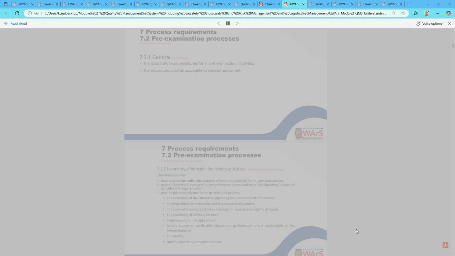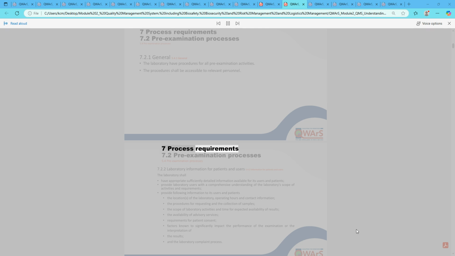7 Process Requirements, 7.2 Pre-examination Processes, 5.4 Pre-examination Processes. 7.2.1 General, 5.4.1 General. The laboratory shall have procedures for all pre-examination activities. The procedures shall be accessible to relevant personnel.